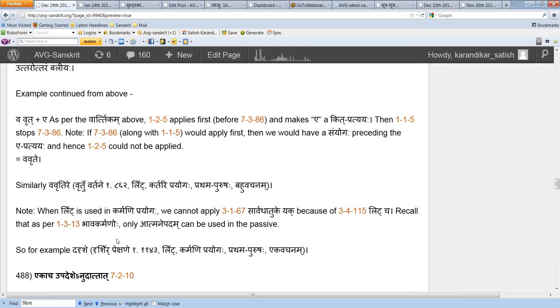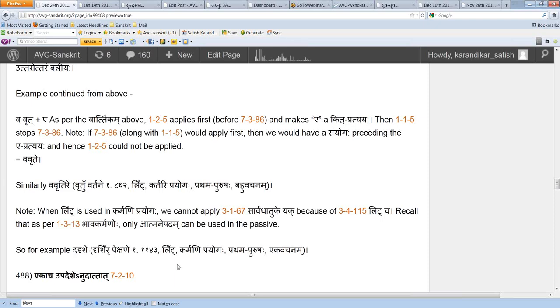But in a dhatu like drish, drishir prekshane, which is a parasmaipadi dhatu, if you see a form dadrishe, this is going to be passive because it has taken an atmanepada pratyaya, even though the dhatu in the active form would have taken a parasmaipada pratyaya. So if you use lit in the passive, it has to be of course atmanepadam, but no yak pratyaya.